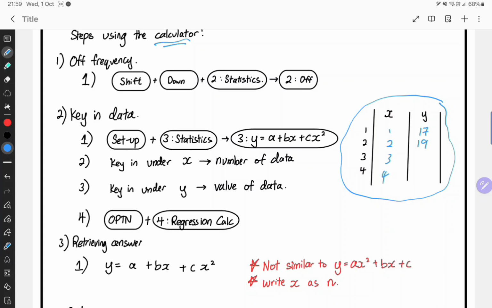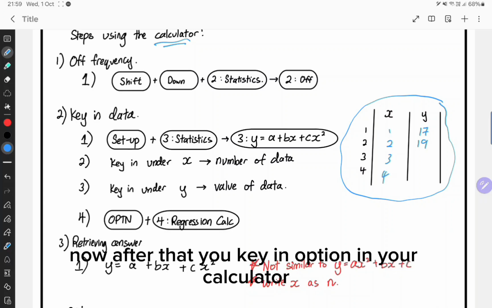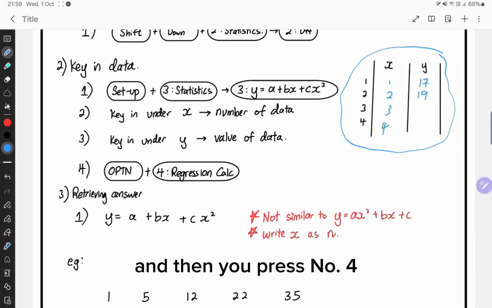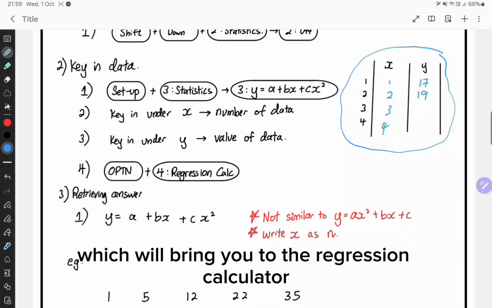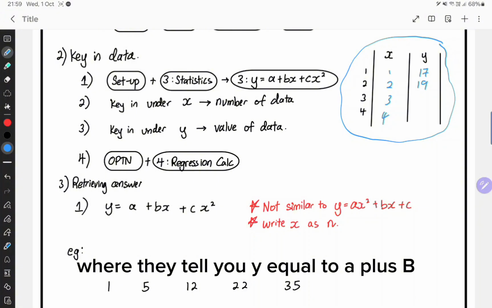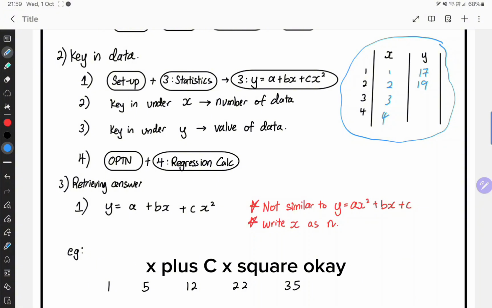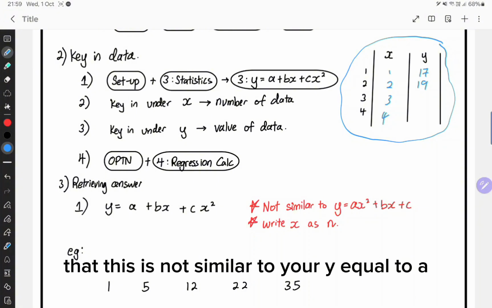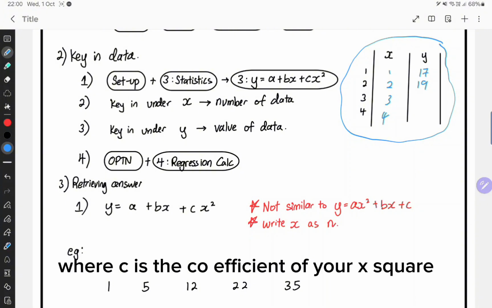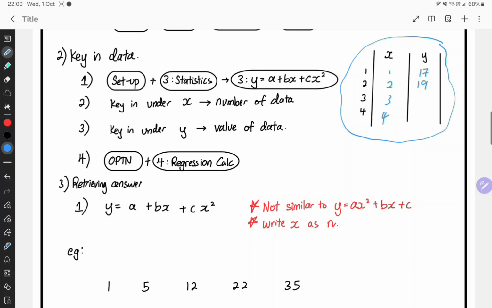Like that. Okay, now after that, you key in option in your calculator, and then you press number 4, which will bring you to the regression calculator, and it will bring you to this screen where they tell you y equal to a plus bx plus cx squared. Okay, take note that this is not similar to your y equal to ax squared plus bx plus c. Okay, so you need to write it in the opposite direction, where c is the coefficient of your x squared and a is the coefficient of your constant.